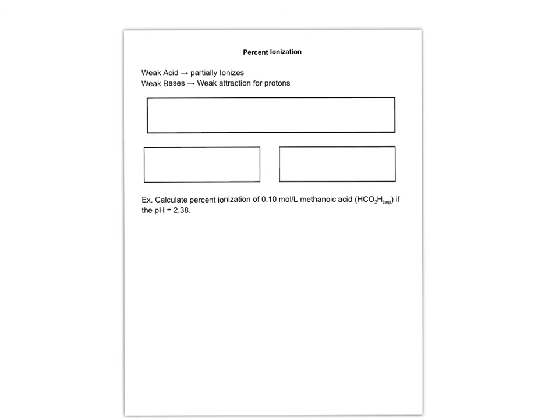a solution. So to do this lesson, I would like you to have a copy of this handout. If you don't have it, not a big deal. It's not very long. You could write it all out. So just remembering that our weak acids, they partially ionize, whereas our weak bases, they have a weak attraction for protons.